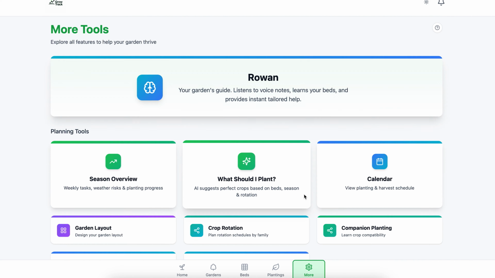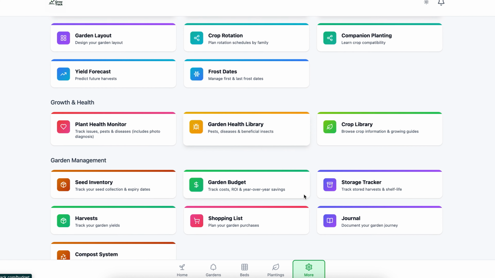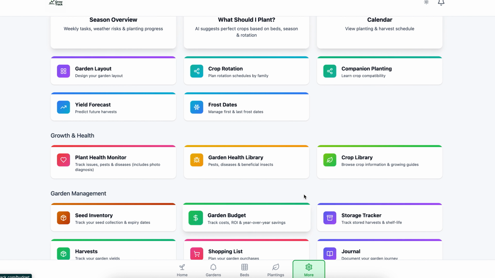Yield forecasts are one of the most powerful tools in GrowTrack. They are also one of the easiest to misunderstand. A yield forecast is not a promise, it is a projection. GrowTrack uses the information you provide to estimate what your garden is likely to produce. This includes your gardens, your beds, your plantings, and how those crops typically perform over time. The purpose of yield forecasting is not precision, it is perspective.